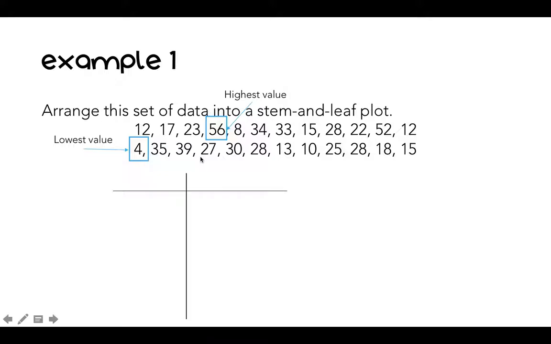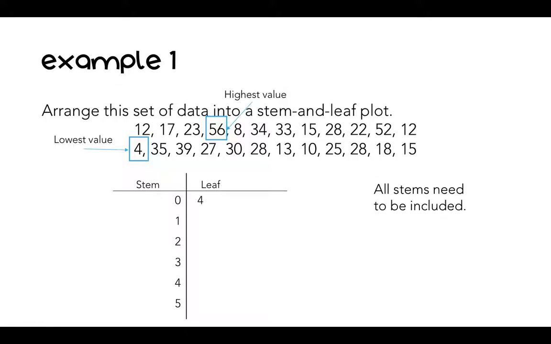Okay? So let's draw this table here and we call this our stem and this our leaf. So our stem, we start at 0 for 4. And now we need to include all of the stems. So we need to include everything between 0 and 5. Even though here there's no 40s, we still include a 4. And then we include a 5.